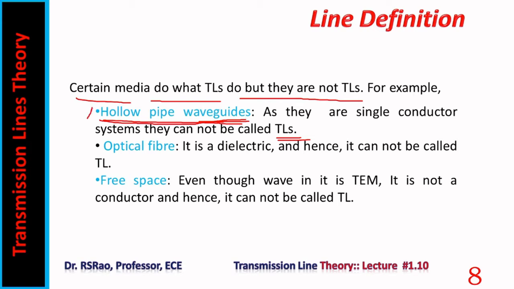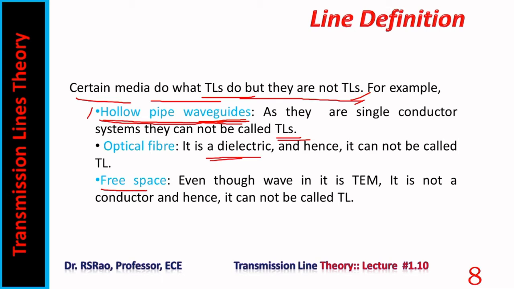In hollow pipe waveguides, signal travel is in the form of a non-TEM wave, whereas transmission lines, by definition, carry signal in TEM form. So, 2-3 differences are there. Because of those differences, pipe waveguides don't fit into the definition of transmission lines. Optical fiber is a dielectric. By definition, a transmission line is a conductor system, but optical fiber is dielectric. So, this also does not fit the definition of transmission line.